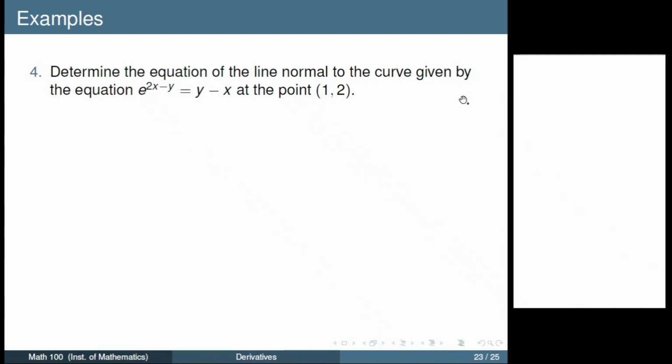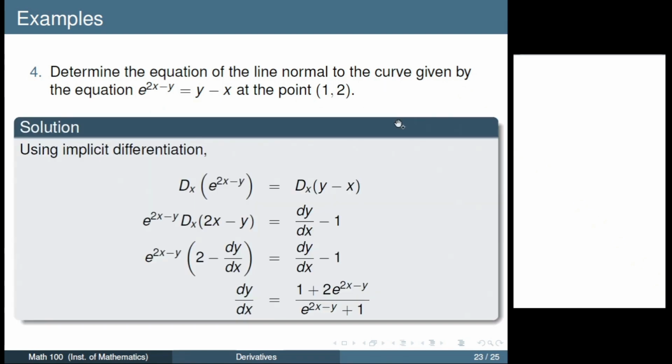We want to determine the equation of the line normal to the curve given by this equation, e raised to the quantity 2x minus y equals y minus x at the point 1, 2. Again, point, slope. Okay na tayo sa point, 1, 2. And we get the slope by differentiating. So, here we have to use implicit differentiation kasi ang both sides ay mixture ng x and y.